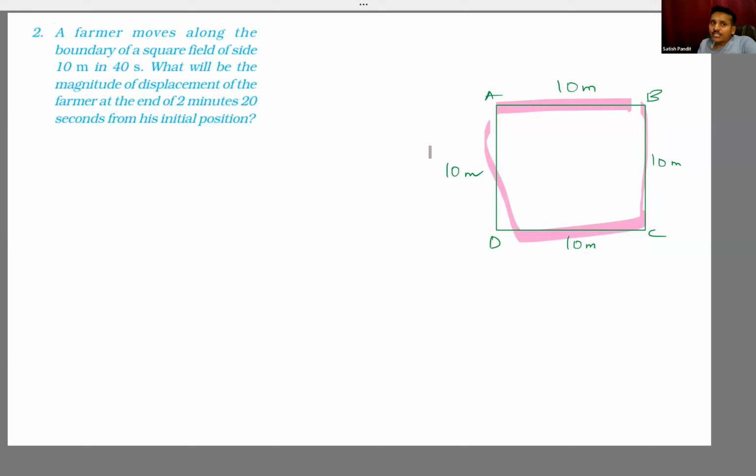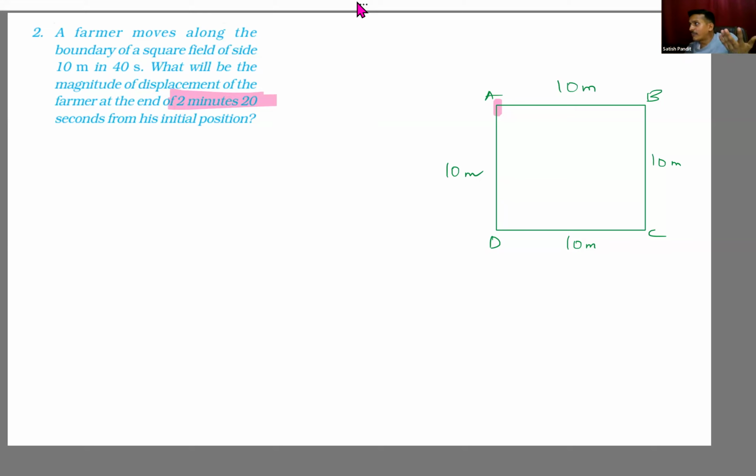What will be the magnitude of displacement of the farmer at the end of 2 minutes and 20 seconds from this initial position? See, I'm assuming that the farmer starts from here, and they want to know the displacement of the farmer at the end of 2 minutes and 20 seconds. Now, if you want to find the displacement, you should definitely know where the farmer is after 2 minutes 20 seconds. Then only you can find the displacement, right? Yes or no? You know the initial point, you don't know the final point.